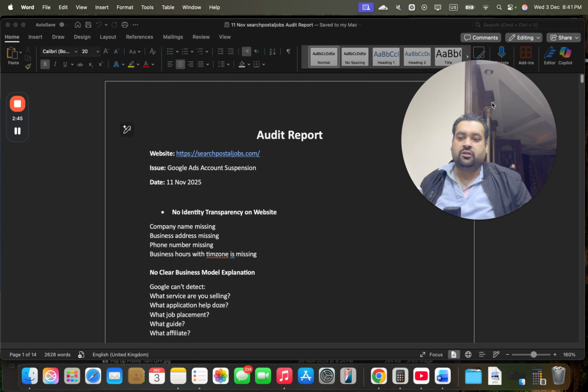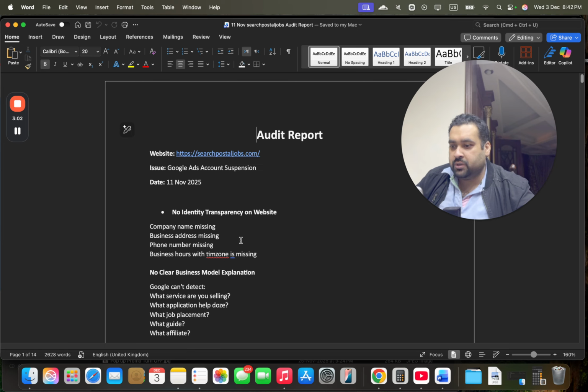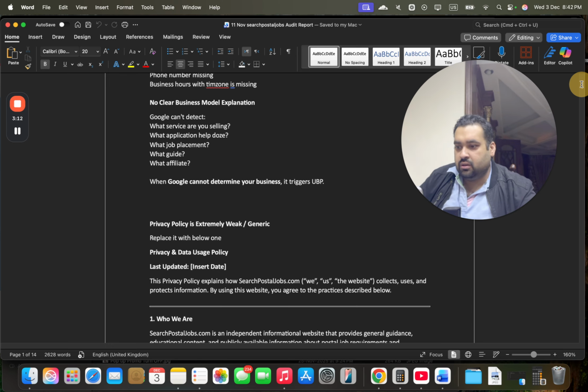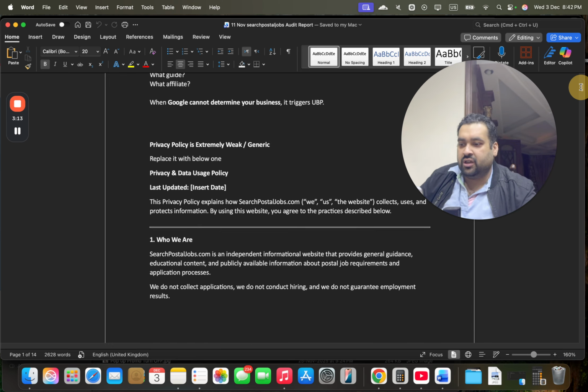So for the website, we found some issues. No identity transparency on the website. You may see a few things are missing. The business model explanation has a few things missing. The privacy policy was extremely weak and generic, and it has words like "insert date," which makes quite a poor impression of the website. You may see a few things regarding the privacy policy that need to be updated, because you also need to know where you are targeting and marketing. And this could be the reason for other suspensions as well.